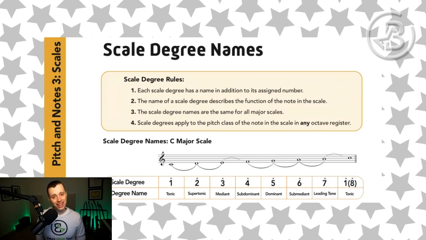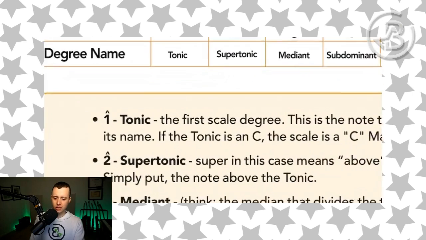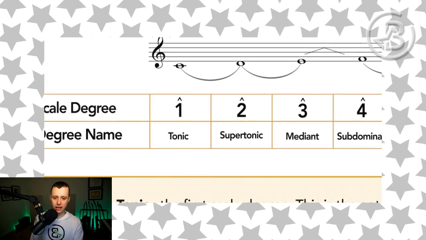And just like scale degree numbers apply to the pitch class in any octave register, scale degree names apply to the pitch class in any octave register. So for example, scale degree 1, C4 is also scale degree 1, C5. It's also scale degree 1 as C6. You will be briefly introduced to the scale degree names in this lesson, and then we're going to do a deep dive on each name and really talk about them and understand more about each scale degree name in the next lesson. So scale degree 1, the name of scale degree 1 is the tonic.